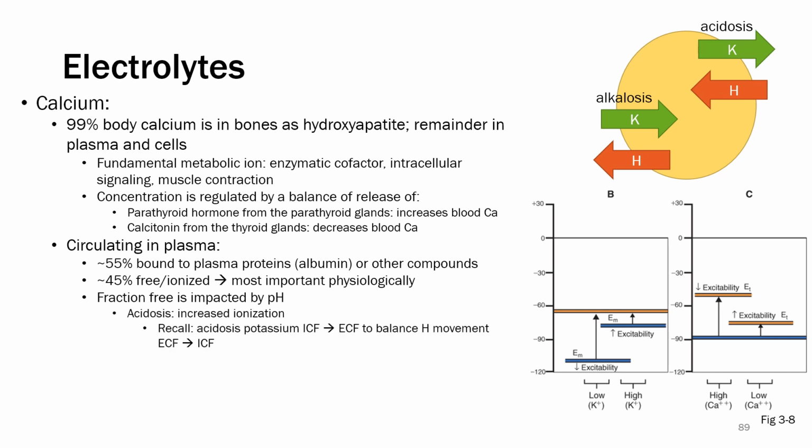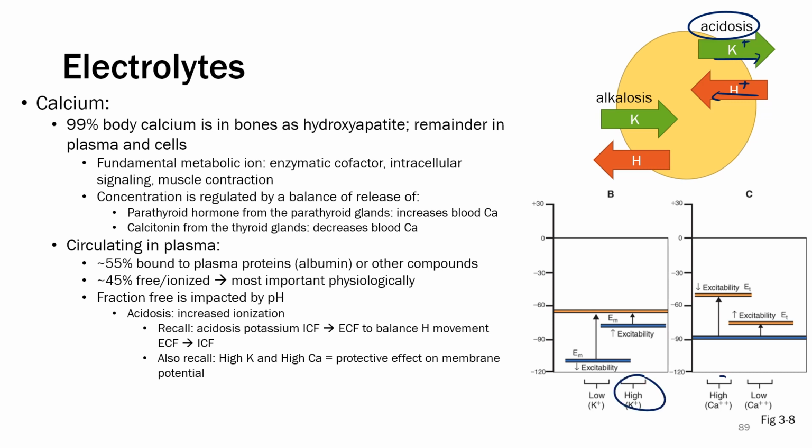Acidosis increases ionization. Remember from previous slides that in acidosis, potassium moves from the intracellular fluid to the extracellular fluid. So in acidosis, in order to counteract this increase in hydrogen, we move that into the cells, and potassium moves out of the cells. They both carry positive charge. That's going to balance the hydrogen movement. Also recall from the last slide that a high potassium combined with a high calcium is protected. So that gives us almost a normal gap here. So it's protective for our neurons. What that tells us is that these physiological systems are tightly linked to maintain homeostasis. Balance is key.